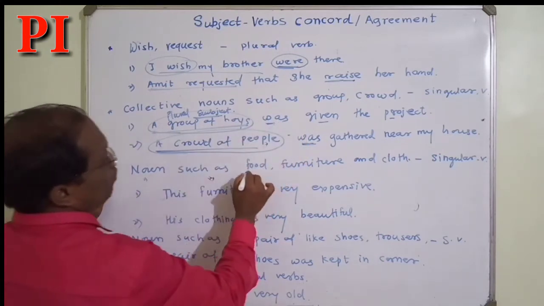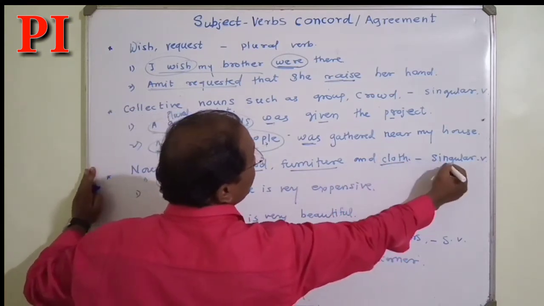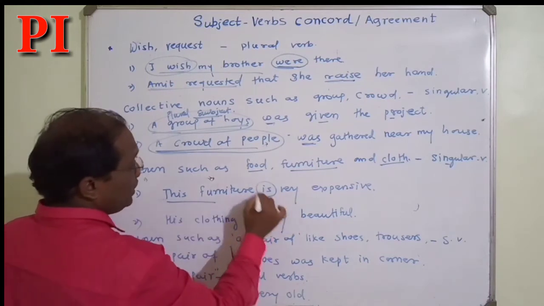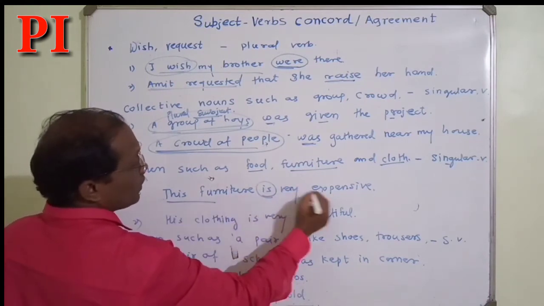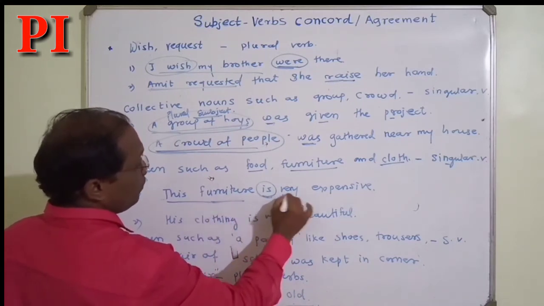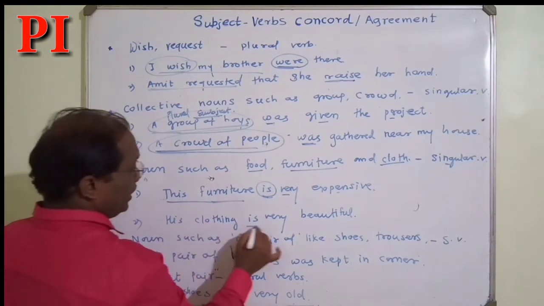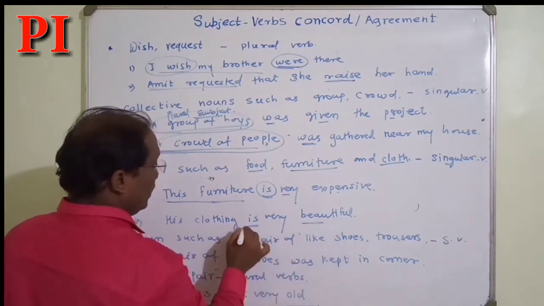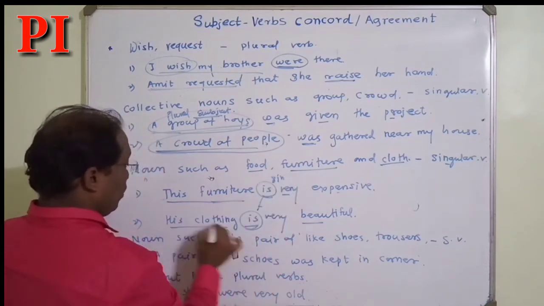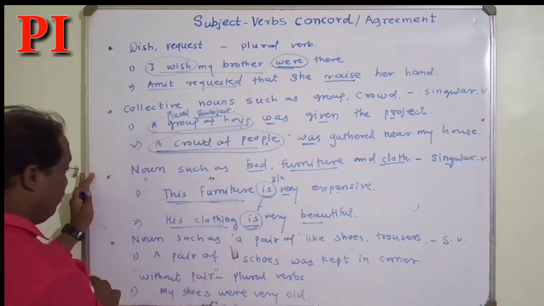Nouns such as food, furniture, and clothing. At that time, use a singular verb. "This furniture is very expensive." Then "This clothing is very beautiful." Actually, "is" is singular here, with clothing and furniture. At that time, we use a singular verb.